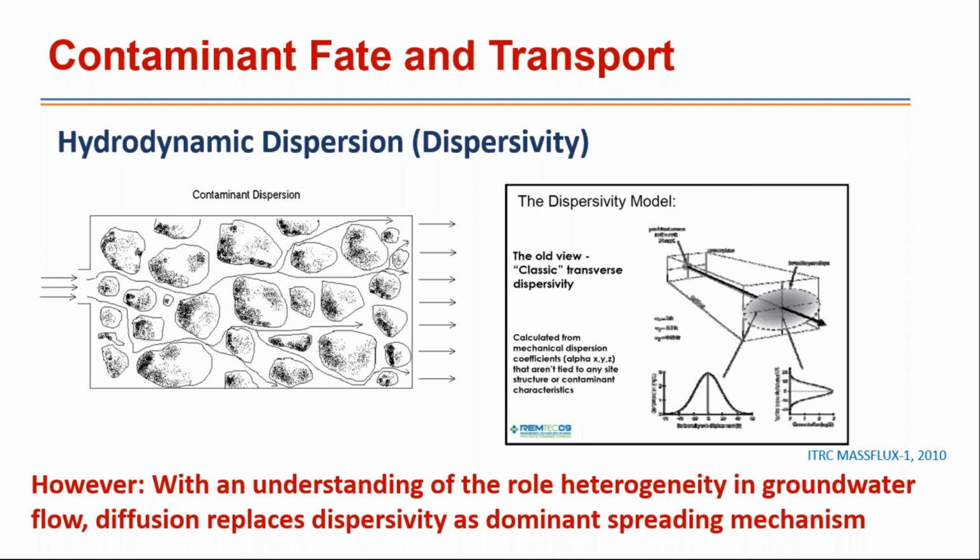But with our understanding, really in the last 10, 15 years of exploring heterogeneity in groundwater, dispersivity is less of a dominant spreading mechanism. It will obviously happen in the homogeneous areas or in the representative elementary volume of similar materials, but they won't get this view we have here on the right-hand side.